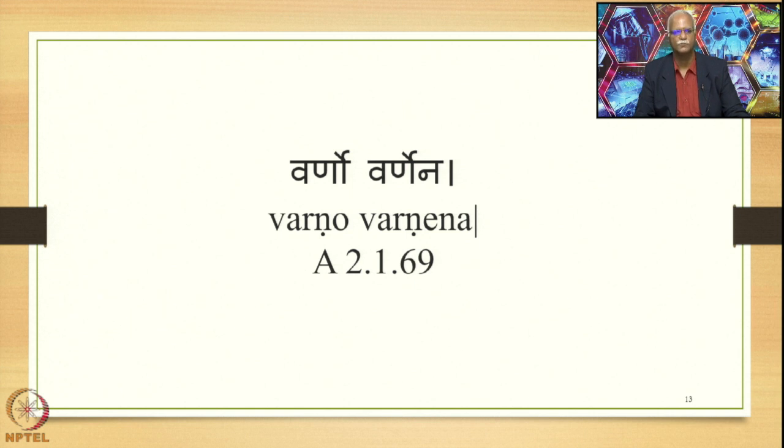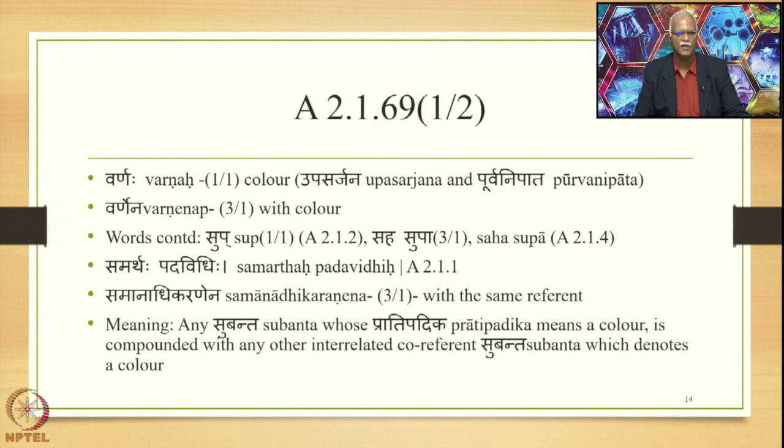Let us now go to the next sutra, Varno Varnena, 2169. Here there are two padas in the sutra, Varnaha and Varnena. Varnaha is 1/1, meaning color. Now because this is Prathama, Prathama Nirdishtam Samasa Upasarjanam will assign the term Upasarjana to the word denoting color. The other pada in the sutra is Varnena, but that is in Tritiya. But the first pada Varnaha, because it is in Prathama, Upasarjanam Purvam will ensure that this Varna occupies the first position in the Samasa.